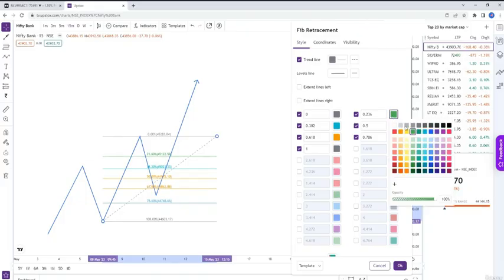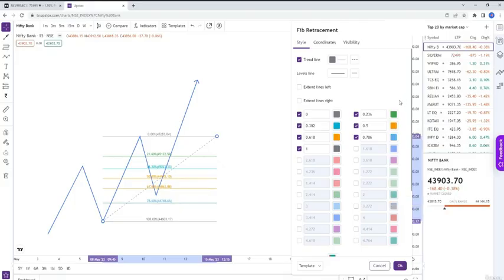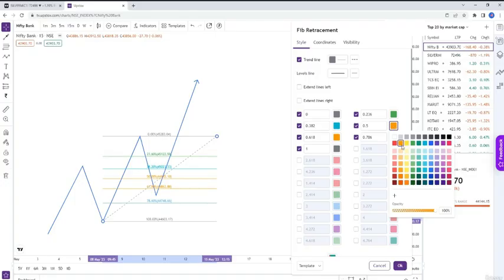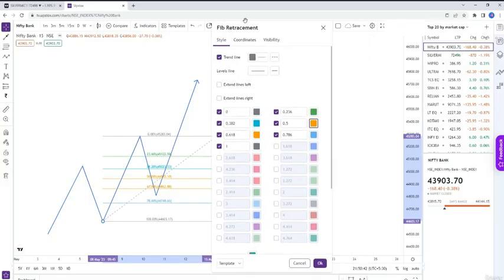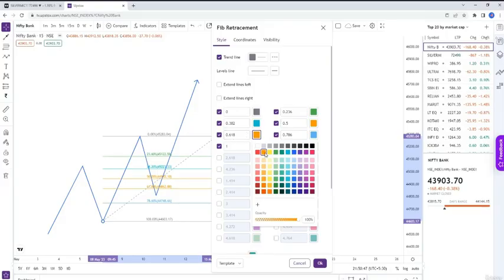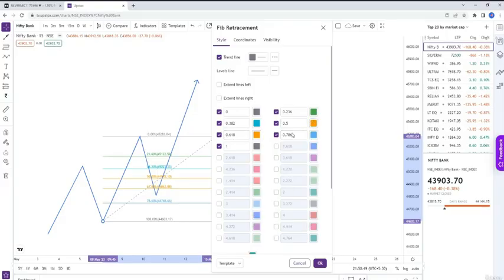Then 23% will be green color. Every color has a meaning for me. 23% has a green color. I hope you are doing it. 38% you can put any color, it's not important for me. 50% you have to put this color, like the orange one. 61%, you have to put the same orange color for both.